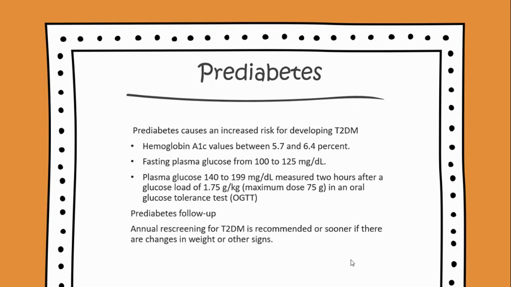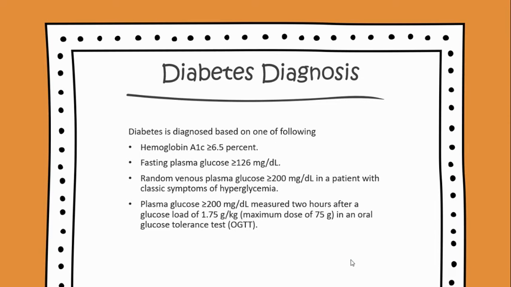Prediabetes follow-up. Annual rescreening for type 2 diabetes mellitus is recommended or sooner if there are changes in weight or other signs. Diabetes diagnosis. Diabetes is diagnosed based on one of the following.